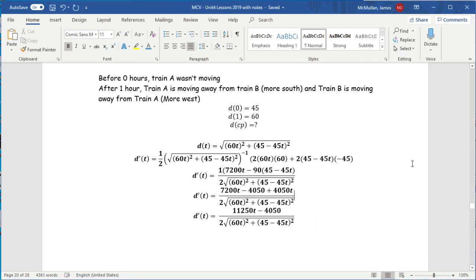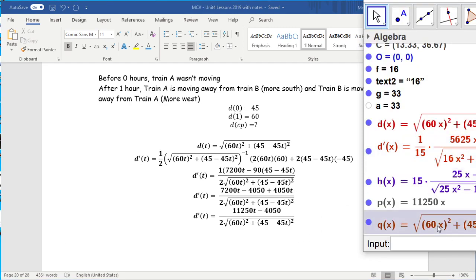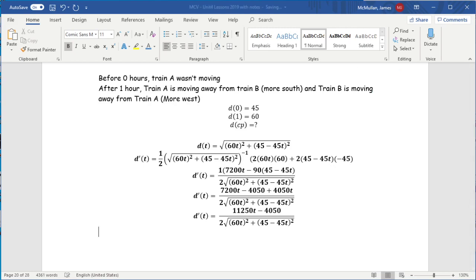Okay, I think actually it wasn't a mistake. I just typed it into GeoGebra wrong. I didn't square the 60, I just squared the x. So I think we're actually right here. So let's keep going anyway. We'll see if we get an answer.